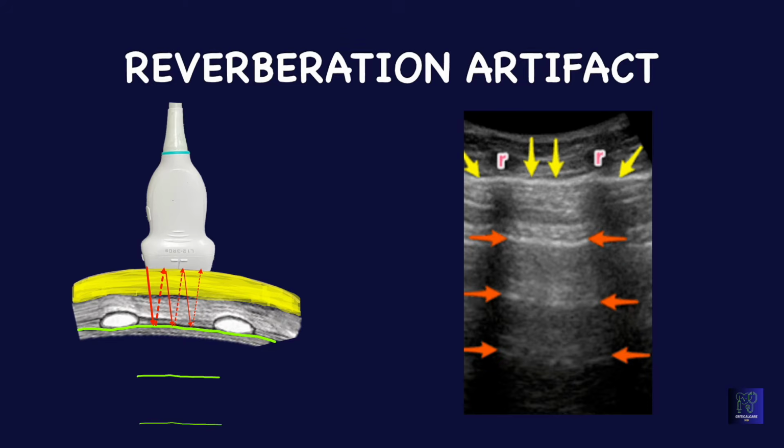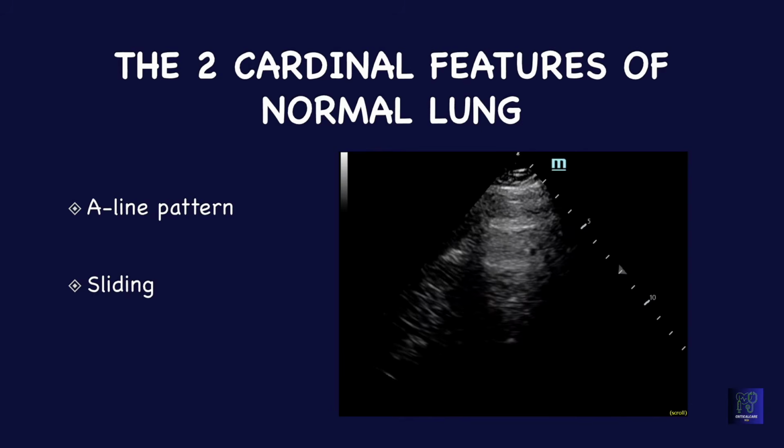Note that as you go from top to bottom, the brightness of the line becomes less and less. These are called A lines, and this is a normal lung ultrasound finding. With that background understanding, keep in mind that there are two cardinal features of normal lung ultrasound.